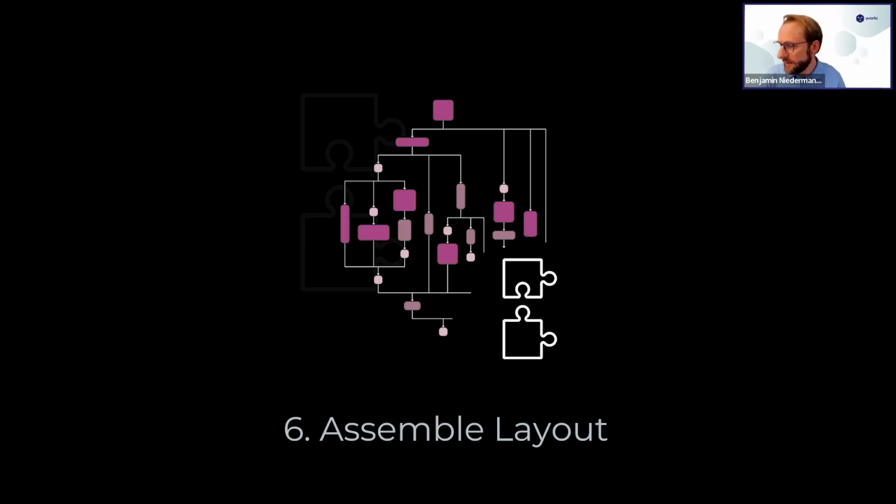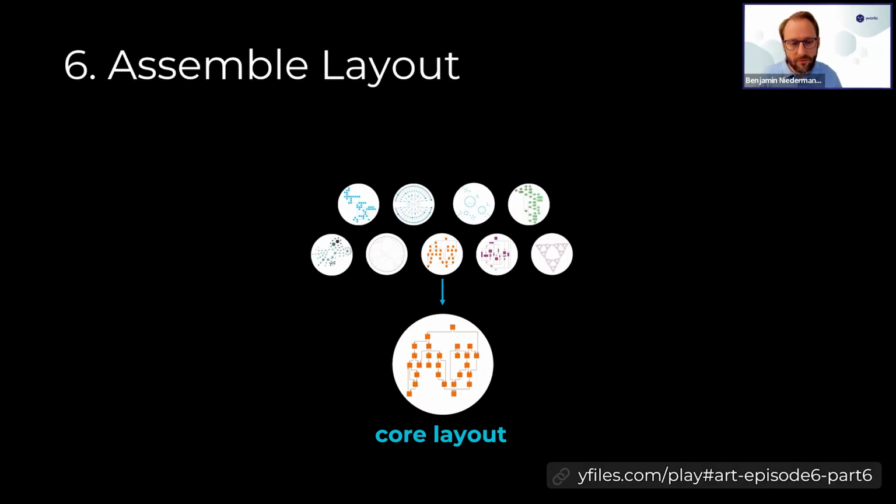So, and finally, I would like to talk about the sixth step. Sometimes you also want to assemble layouts. There are several ways to combine layouts, but what you can do is use layout stages. Typically you decide on one core layout, for example the hierarchic layout or the organic layout. But sometimes you would like to adapt this by introducing pre-processing steps and post-processing steps.